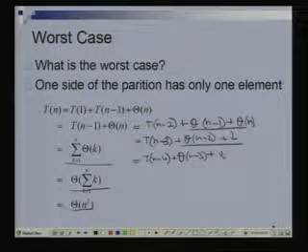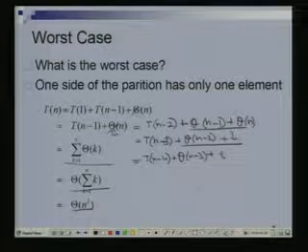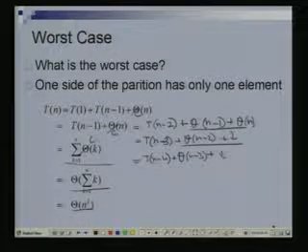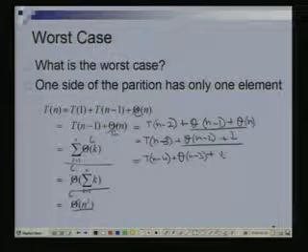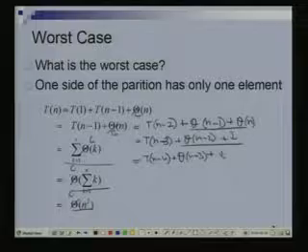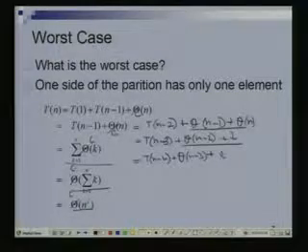Right. If this theta is bothering you, just replace it by c, some constant times n. Okay. Is this clear to everyone? So this would be the worst case, right. The best case is when you do a half and half split, and the worst case is when you have a very skewed split.